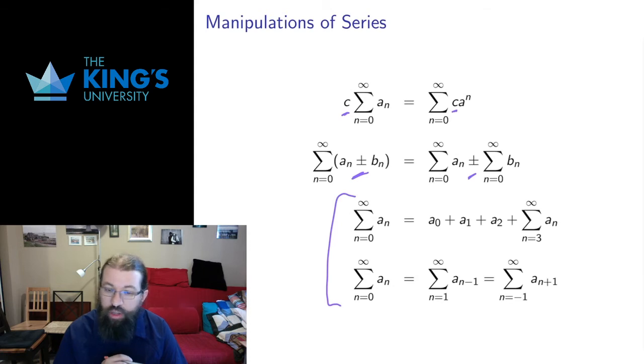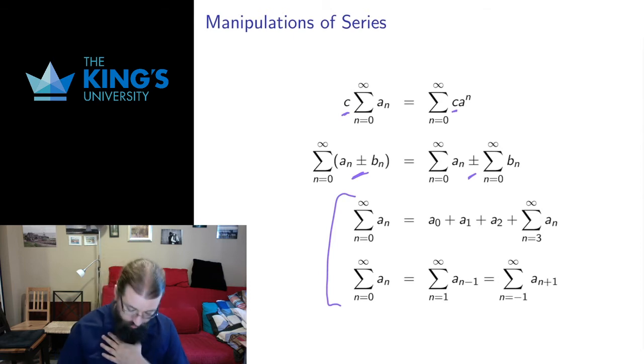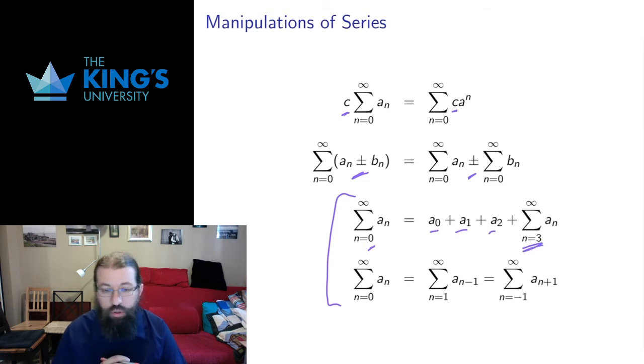I'm allowed to pull out terms. Sometimes I only want the sigma notation to refer to a portion of the sum. So this says n starts at 0. Well, I get a0, then a1, then a2, and then I could start n at 3 to index the rest of them. So I could pull out these first three terms and just write them explicitly. And this is a useful thing to do in a number of circumstances.